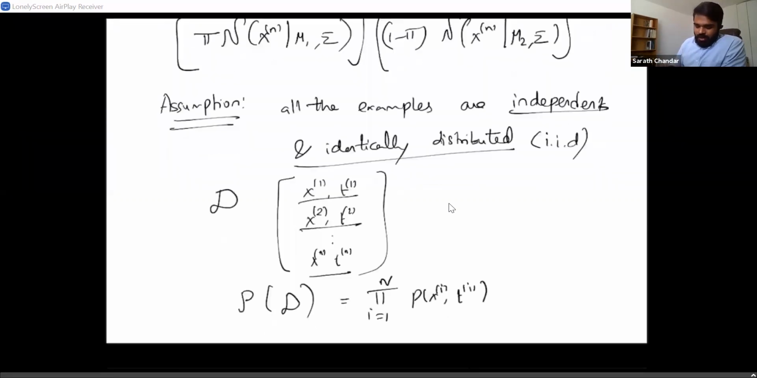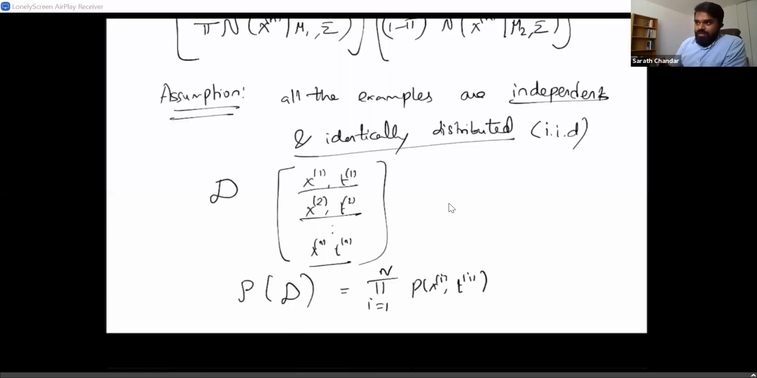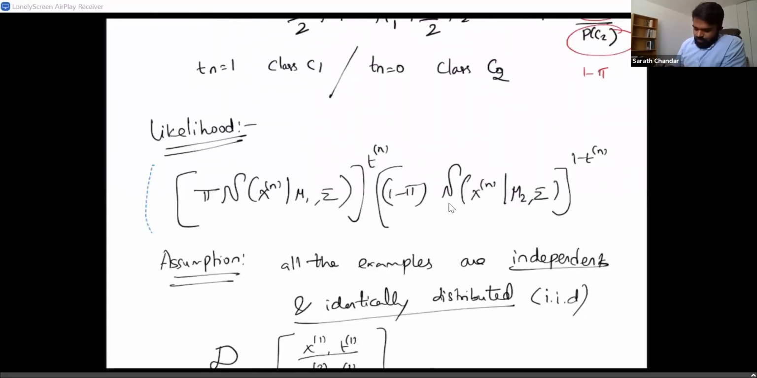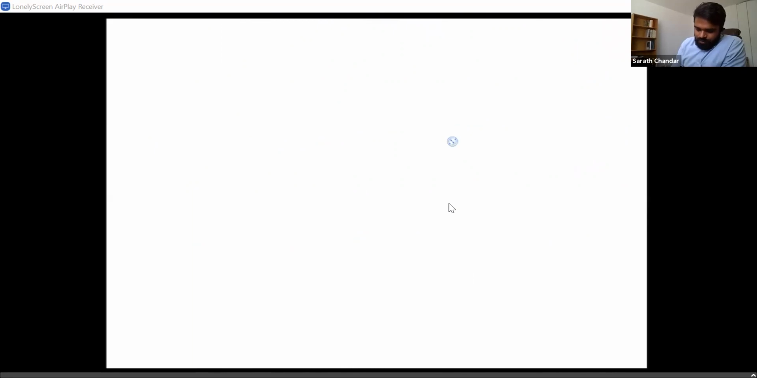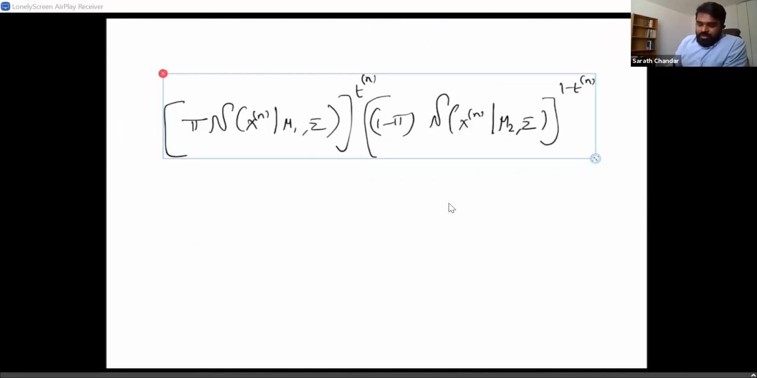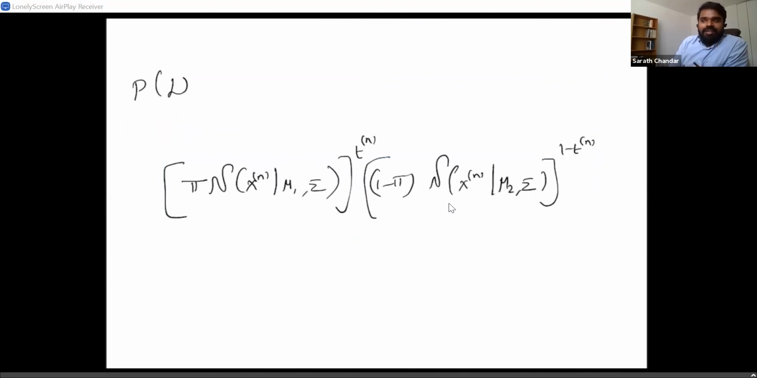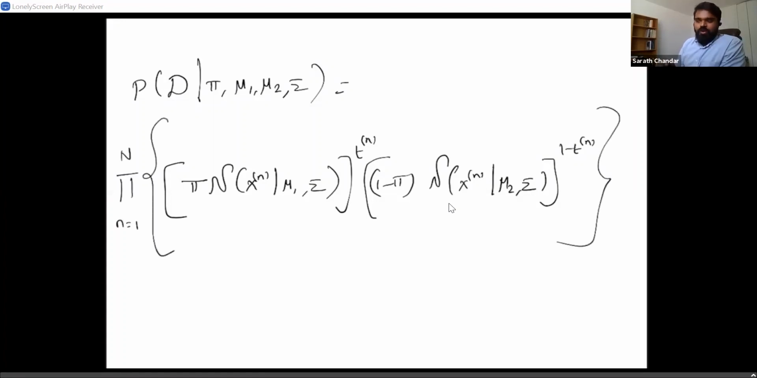Now I can actually use this IID assumption along with this likelihood term. So let me just copy the likelihood term. Now the probability of the entire data set, which is what we want to maximize, given pi, mu1, mu2, and sigma, is given by the product over n equals 1 to capital N of the whole likelihood. Is that clear? So now this term is the likelihood of the data.